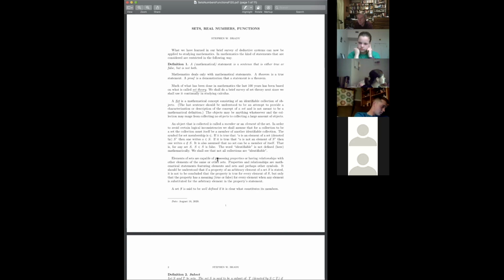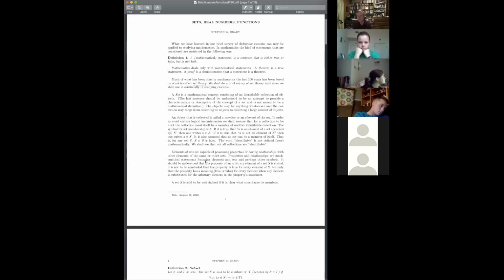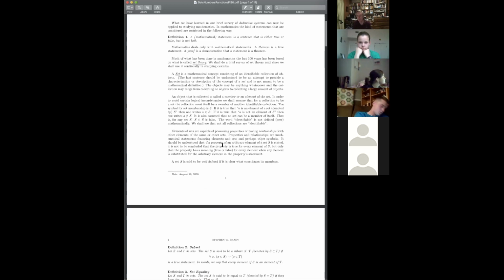Elements of sets are capable of possessing properties or having relationships with other elements of the same or different sets. Properties and relationships are mathematical statements featuring elements and sets and perhaps other symbols. If a property of an arbitrary element of a set is stated, it is not to be concluded that the property is true for every element, but only that the property has a meaning. We may not know whether it's true or false, but it is either true or false. Like you may not know who won the World Series last year, but you know somebody did. And a set is called well-defined if it is clear what constitutes its members.